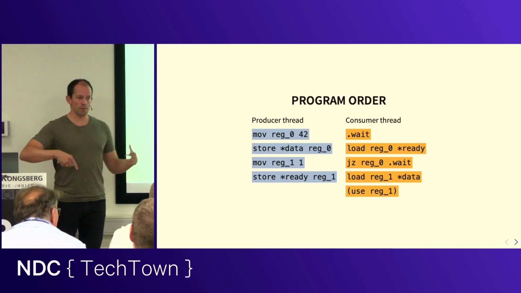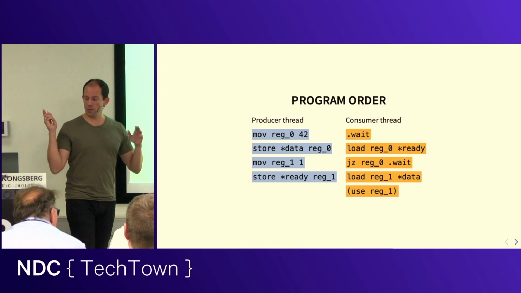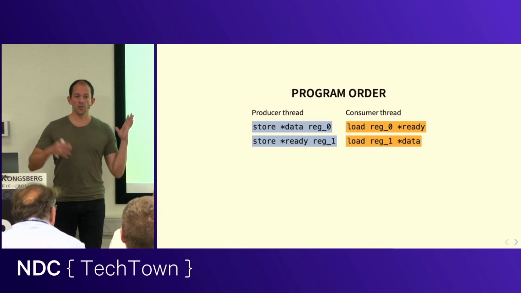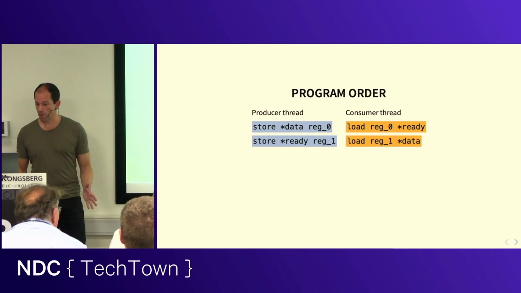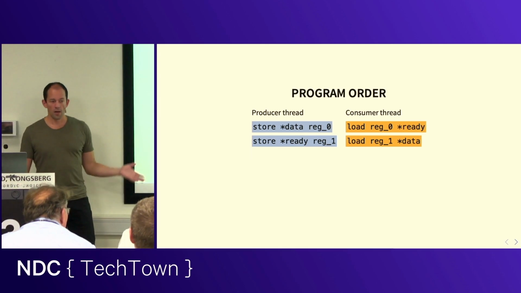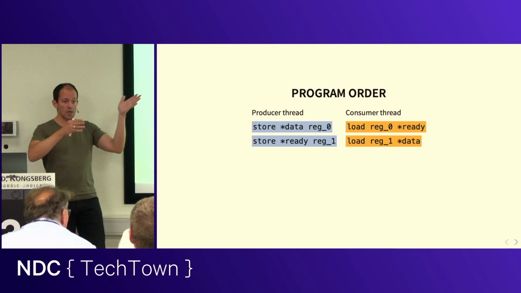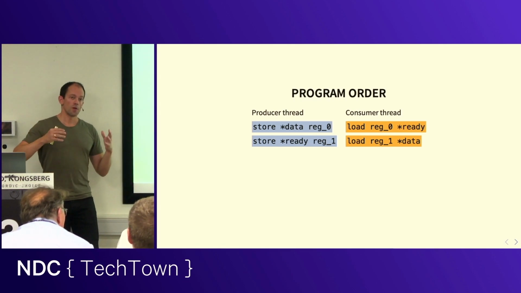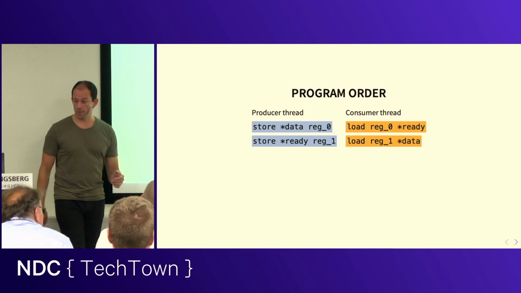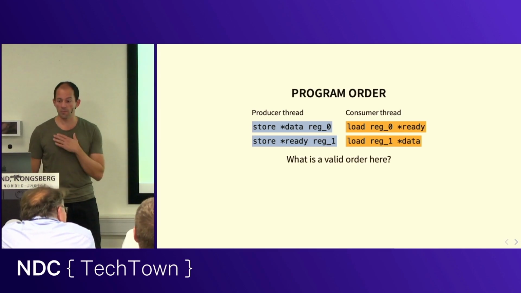So when you want to think about memory order, you can just ignore everything except memory operations. Just ignore the other stuff. What is the order that the memory operations happened? So we have this producer and this consumer, and we have to order all of these. We have to be able to pretend as if they happen in a single order. We have to sort all of these. And what is then a valid order?